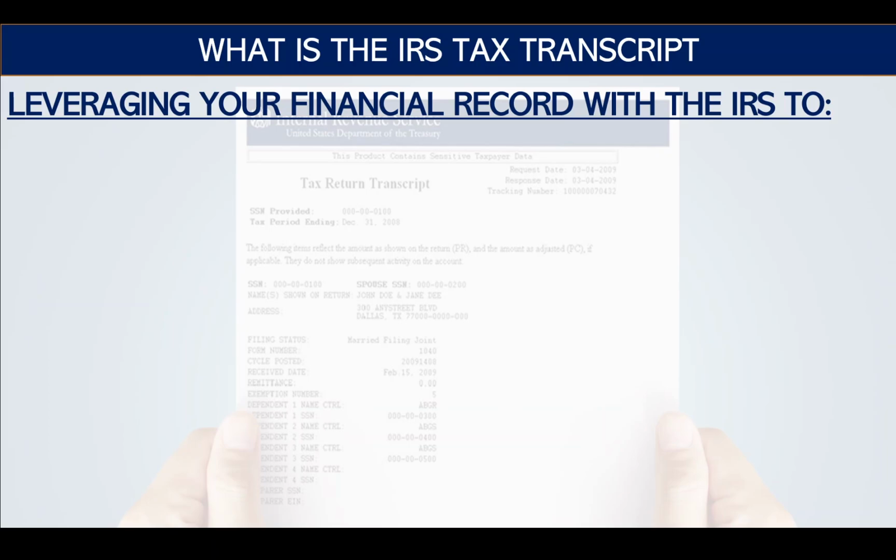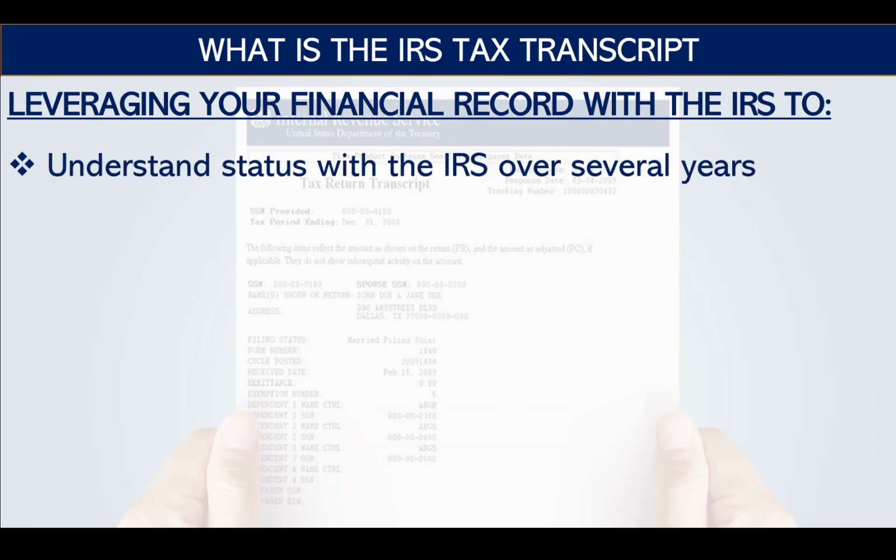So it is tied to your social security number, certain tax years depending on the type of transcript, and it uses a bunch of transaction codes that the IRS internal system uses to process different things on your tax returns, credits, penalties, refund statuses, stimulus payments. So it's almost like a snapshot of your financial history with the IRS. And it'll provide you things like what the status of your returns has been with the IRS over several years.